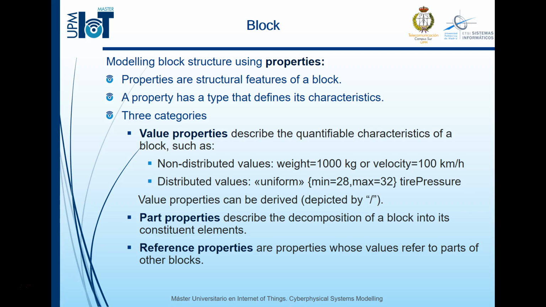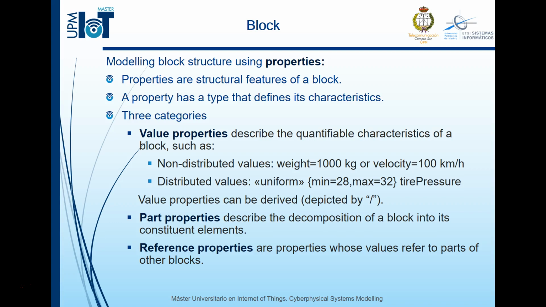How are we going to model blocks? Something that I mentioned before: properties, that are the elements or the features of the block. A property has its own type that defines the characteristic, and we have three different categories. Value properties, that means a property is a specific value, a specific feature that represents a quantifiable characteristic. As I mentioned before, for example, height, depth, large, width. These are value properties because they represent an atomic value.